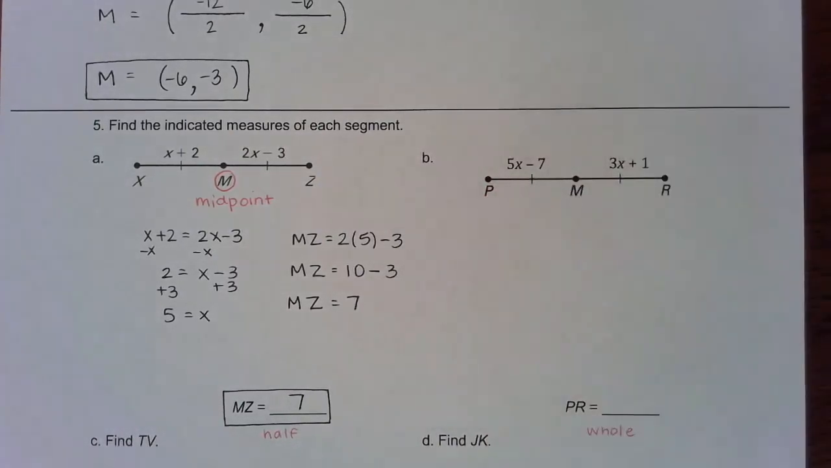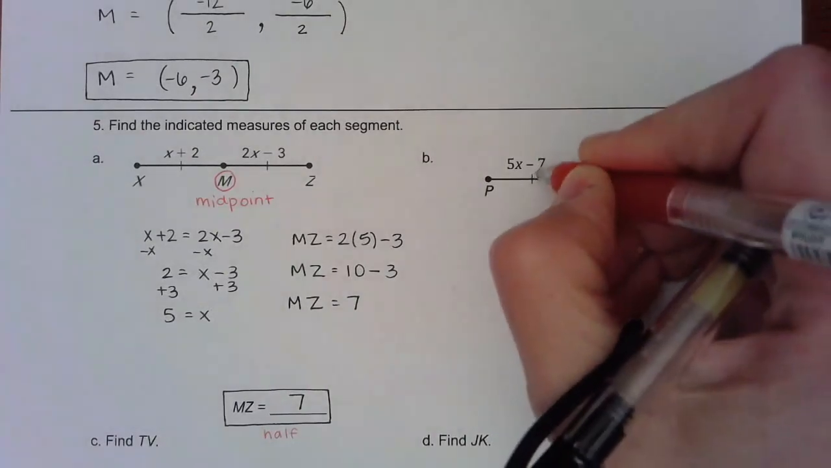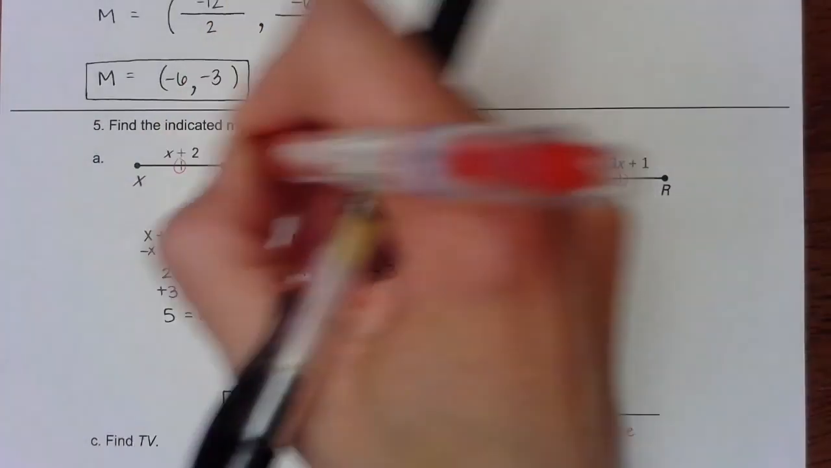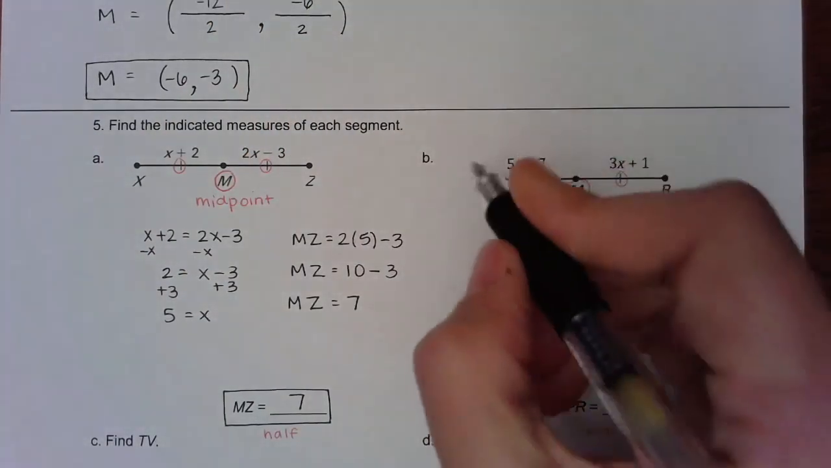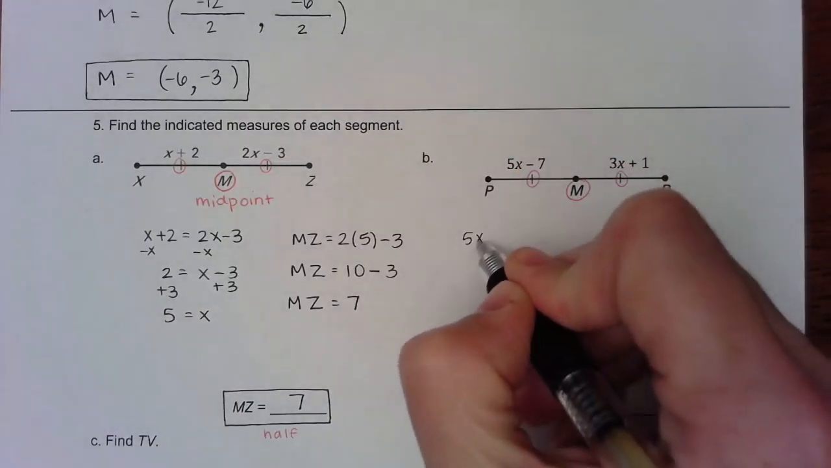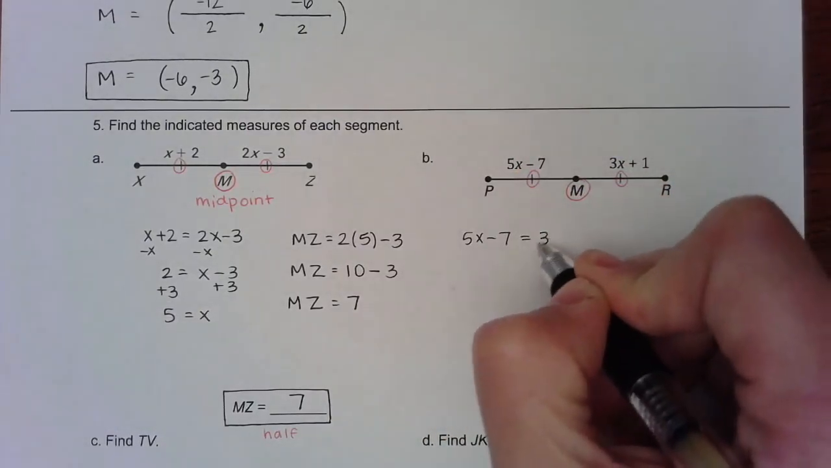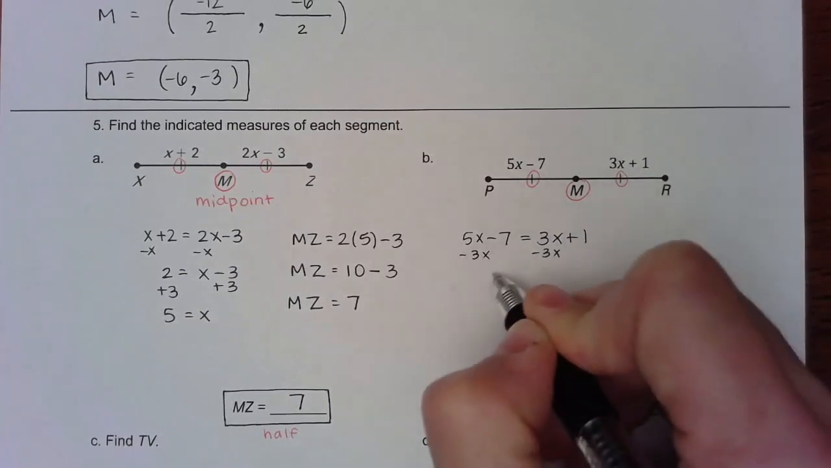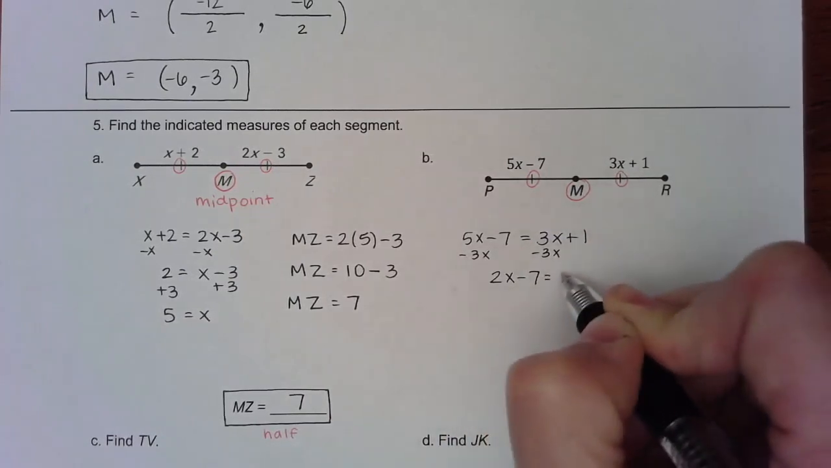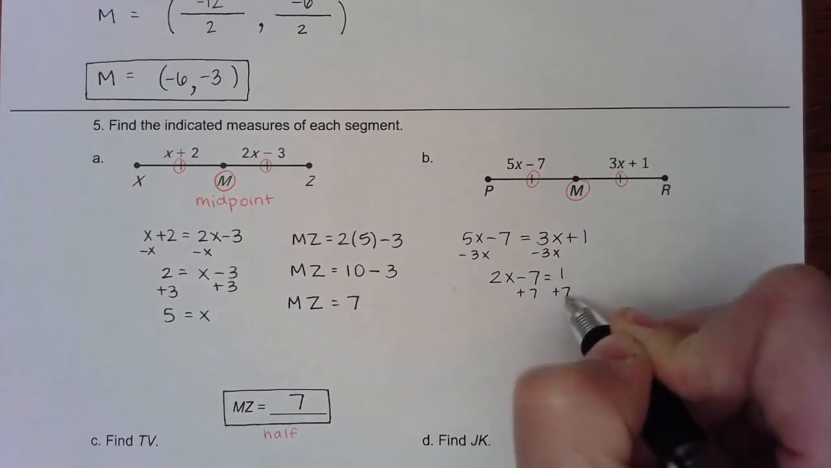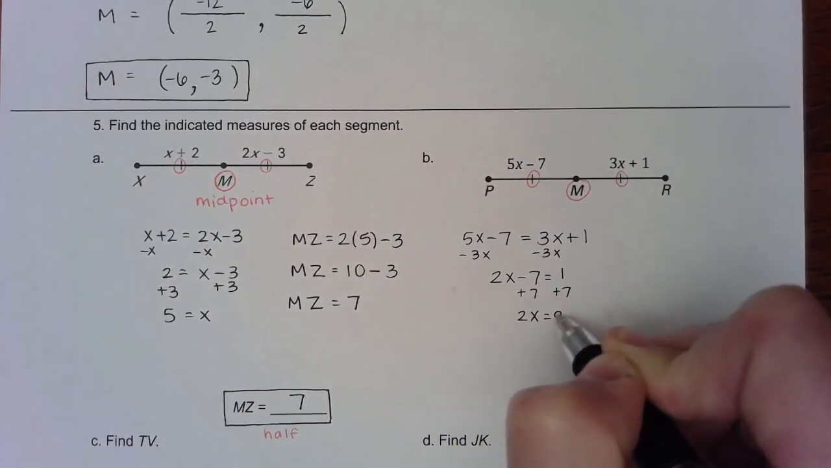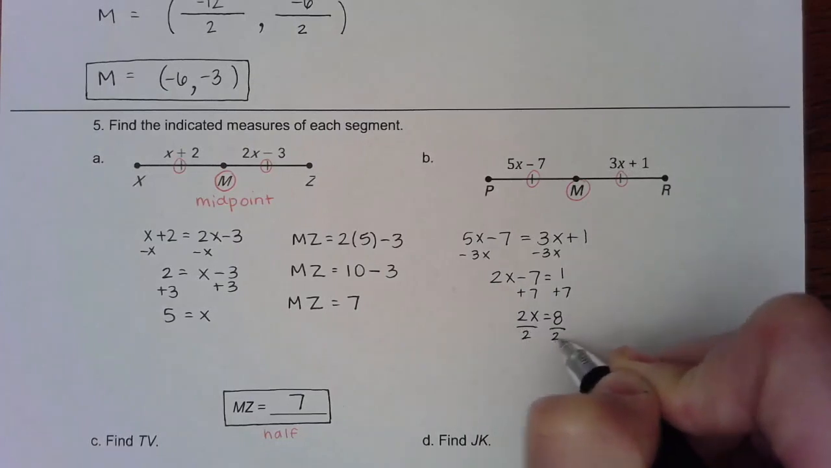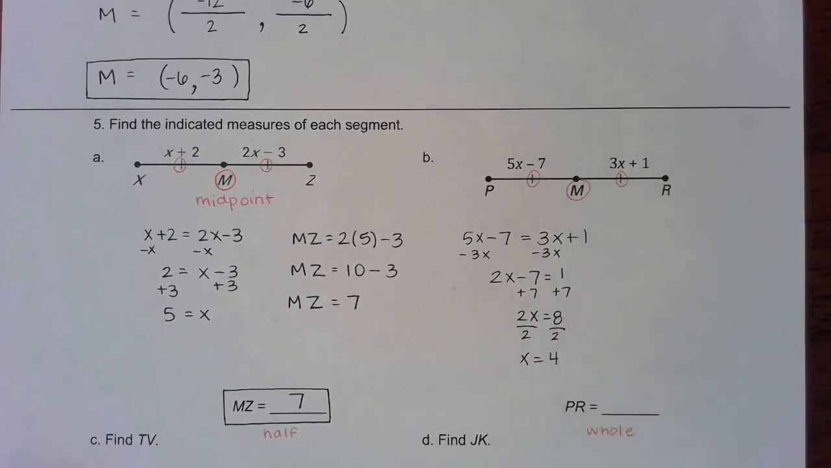Let's see, so M is the midpoint because these 2 little markings on the picture, just like they did over here, tell you that the 2 pieces are equal to each other. So I'll say 5x minus 7 has to be equal to 3x plus 1, and then I'll go through and solve for x from there. So 2x minus 7 equals 1, so that'll give me 2x equals 8, which gives me x equals 4.